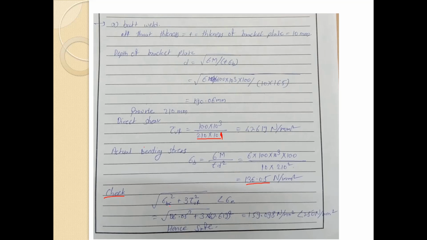So we are taking the check now. Sigma b square plus 3 into tau vf square. So this is 136.05 square plus 3 into 47.619 square. So we are getting here 159.098, which is lesser than the yield strength of the steel. So the design is safe. Check whatever steps we have done.